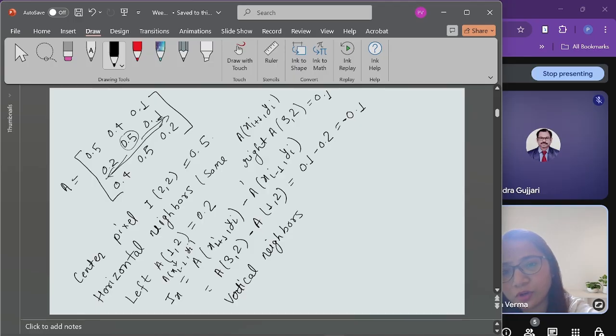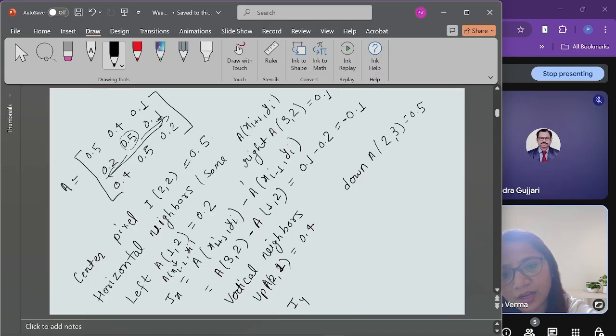That is the same column, so with respect to the center pixel. Okay, what will be the upward value? That is 2 comma 1, right? Yeah, 2 comma 1. So that means first row and second column, that is 0.4. And the downward value with the center pixel is 2 comma 3, that is 0.5, or you can say that.